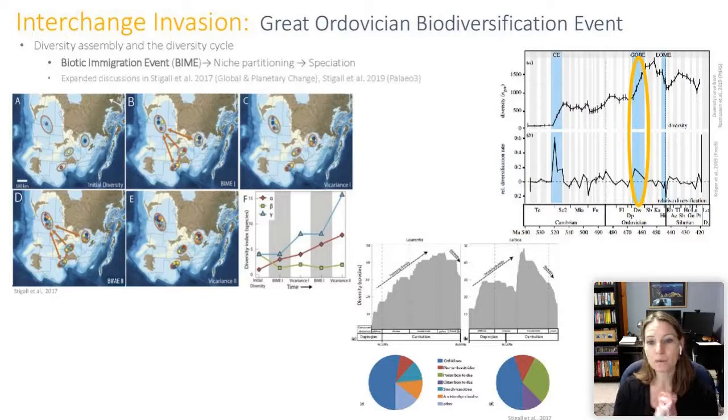And so when we think about invasions in the modern, a lot of times we think about extinction and biodiversity loss, and that is absolutely a feature. But it is not a feature of every rank of the hierarchy. In some ranks of the hierarchy, we actually have an increase in speciation, and that specifically happens when we have biotic immigration events with alternation between dispersal and vicariance.